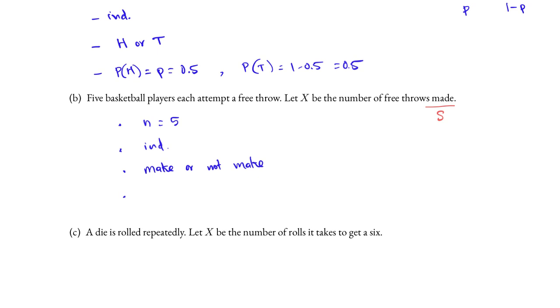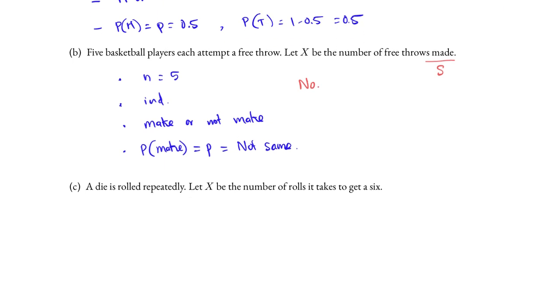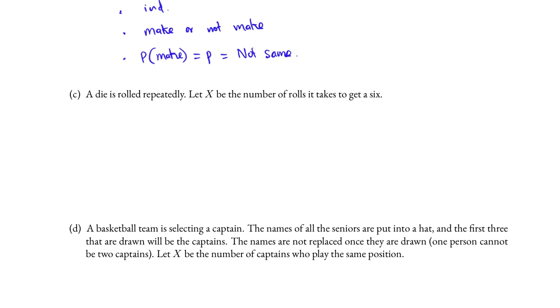Is the probability of success the same in each trial? Is the little p the same? And the answer is no, they're not the same, because we cannot assume that the skill of each of the players is equally likely. And so because the last condition is not met, we say that no, this is not a binomial experiment.